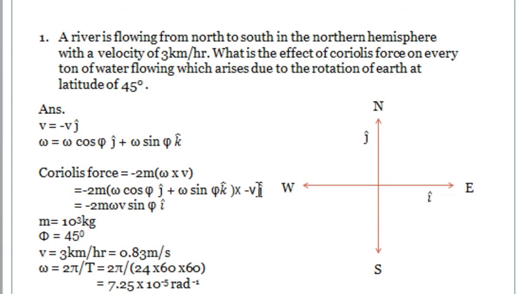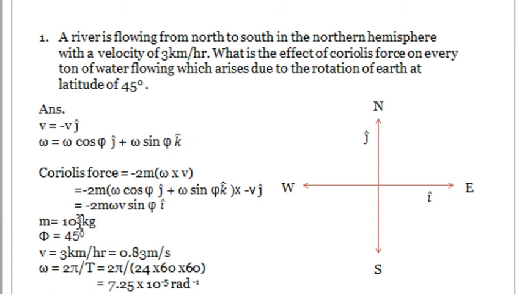I am simply substituting this value in the equation of Coriolis force. We have a j component, so j cross j is 0. That is why this cos term vanishes, and in the final expression we got minus 2 m v sin phi i cap. Here this minus sign and this minus sign cancel out, and k cross j is again a minus sign. So this minus sign comes in the final result.